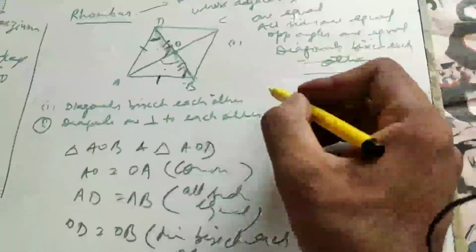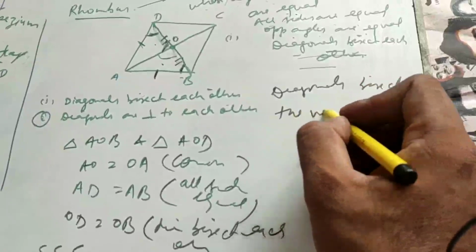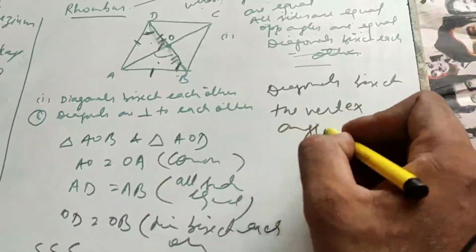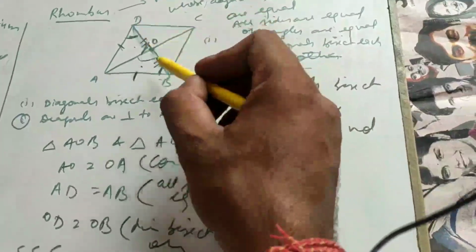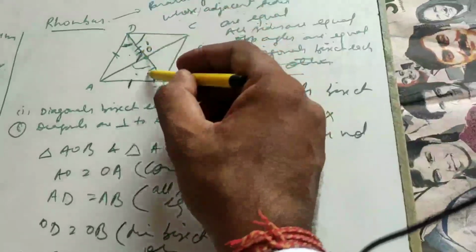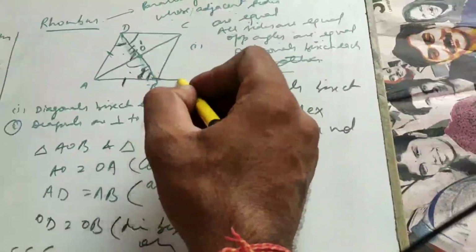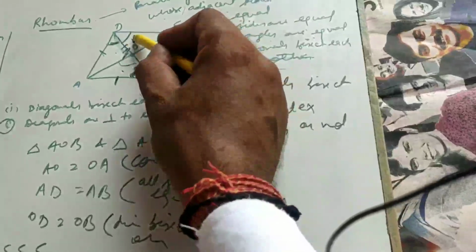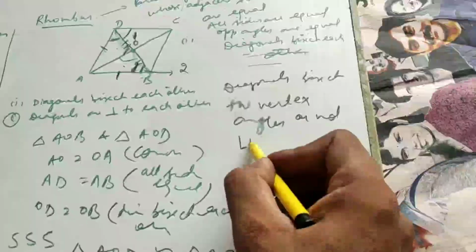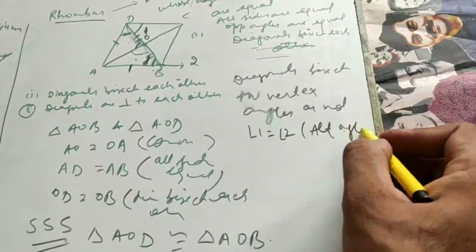Now we want to check if the diagonals bisect the vertex angles or not. This is a vertex angle, so we need to check if DB is bisecting it. Suppose this is angle 1 and this is angle 2. Angle 1 is equal to angle 2 because these are alternate angles, since CD is parallel to AB.